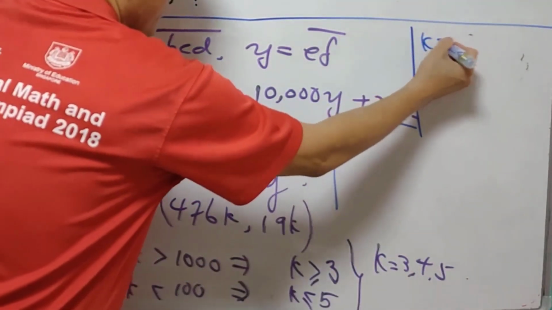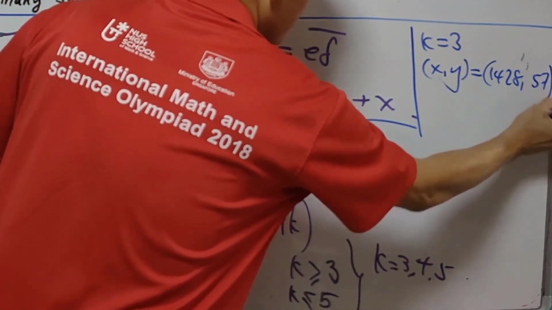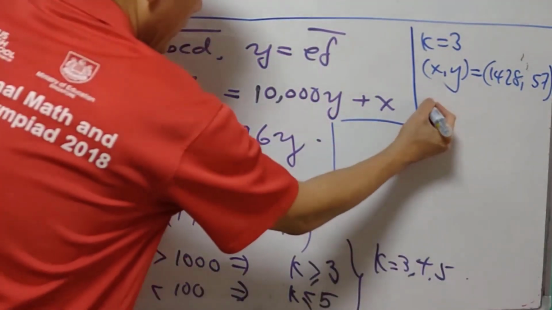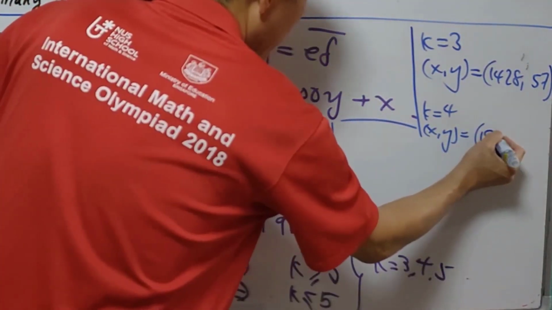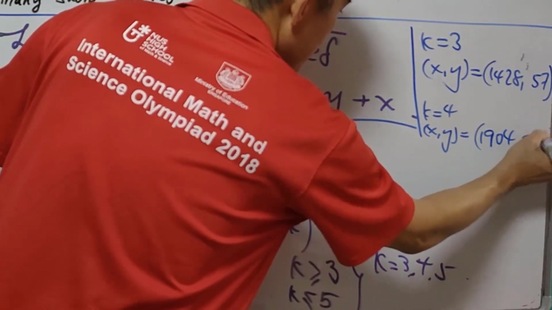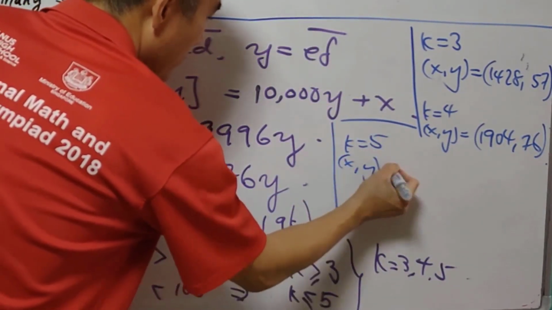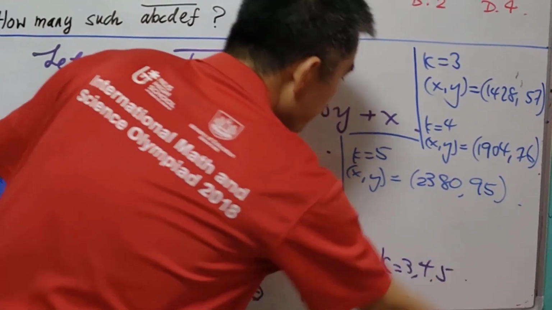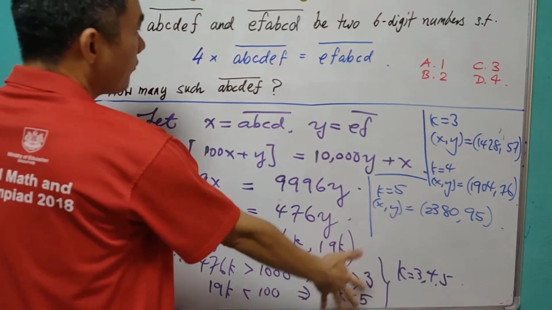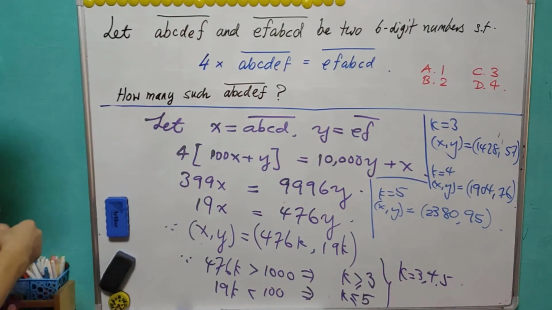If k equals 3, then xy is 1428 and 57. When k equals 4, xy equals 1904 and 76. Finally, when k equals 5, xy equals 2380 and 95. We can check that all of them satisfy the condition. And therefore, the answer for this case is C.